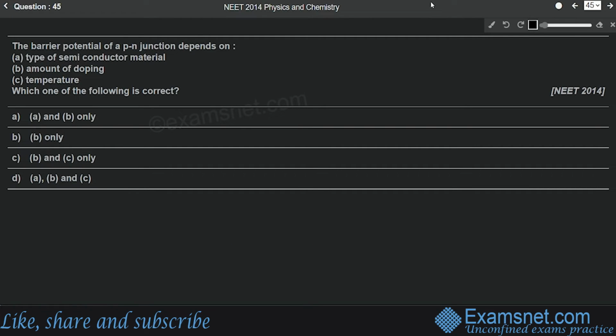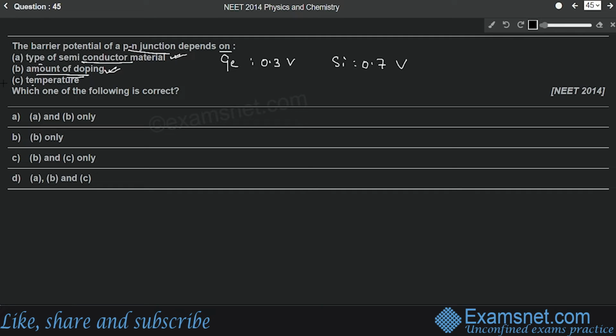And now the last question is again from the chapter Semiconductor Electronics, and the question is the barrier potential of a PN junction depends on first type of semiconductor material. So yes, it depends on semiconductor material. For example, if we talk about germanium, so the barrier potential for germanium is 0.3 volt, whereas for silicon it is 0.7 volt. Okay. Then the amount of doping. So this is also correct. It depends on the amount of doping. As the doping increases, the potential barrier or the depletion width will decrease. Okay. So this is also correct.